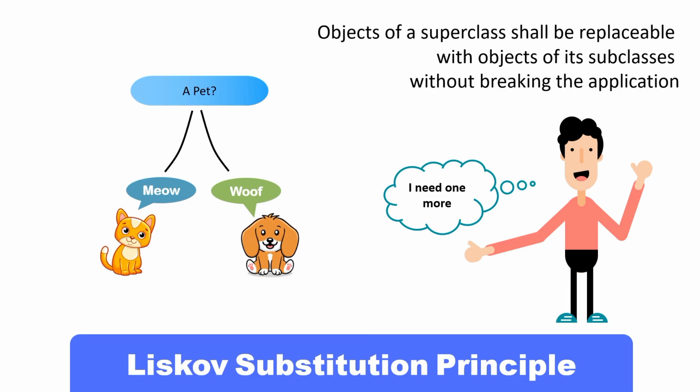Whiskers and Max may have different behaviors and characteristics, but they both bring joy to Mr. Aita's life as pets, and he can love and care for them in a consistent way.